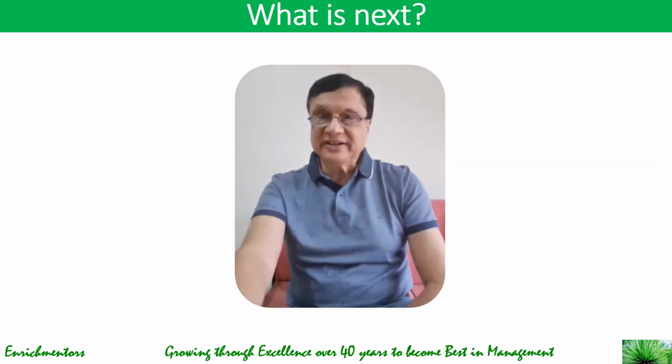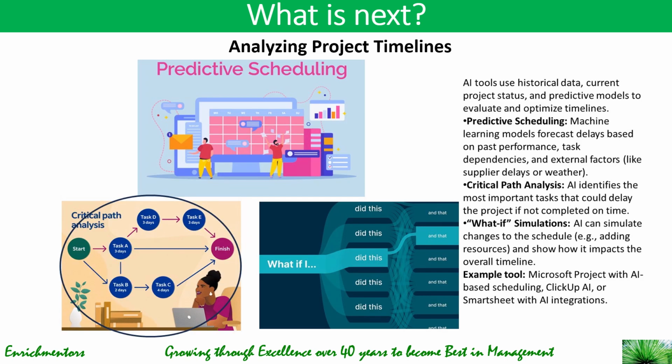So what do we do next? We look at another aspect of analyzing project timelines, and that is critical path analysis, in which we will talk about how you can use AI to identify the most important tasks that could delay the project if they are not completed on time. So that's what we will do in the next lecture.